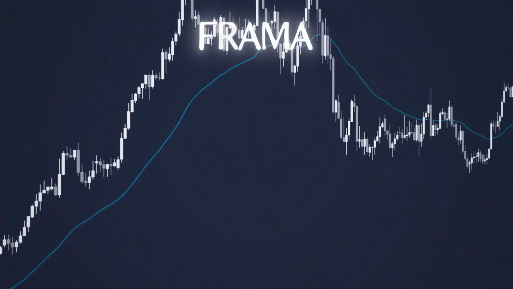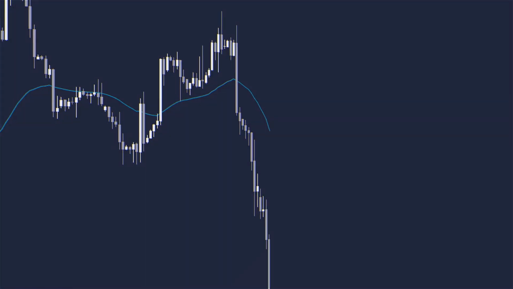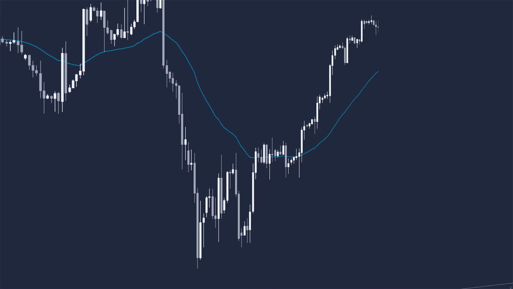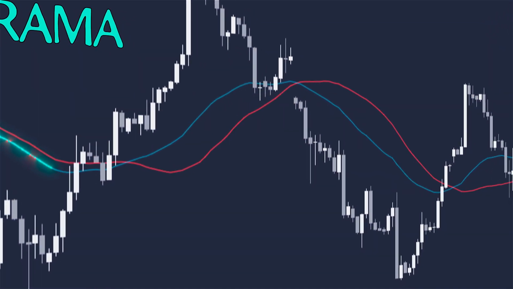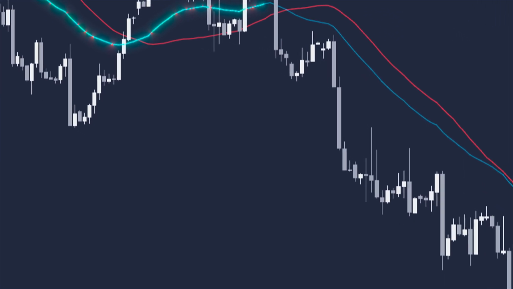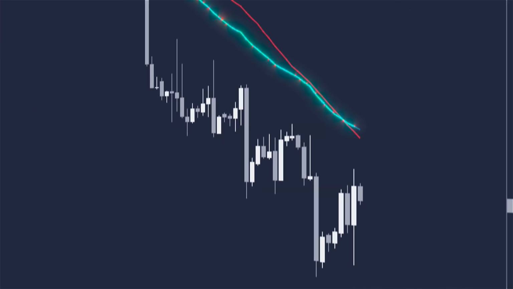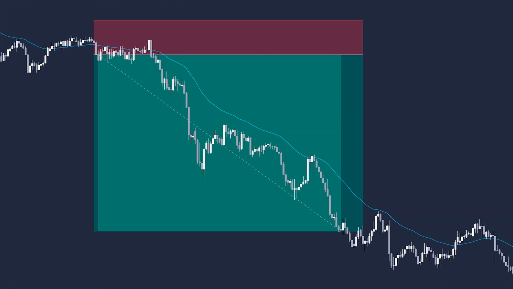First, let's talk about FRAMA, which stands for Fractal Adaptive Moving Average. This indicator is an adaptive moving average that dynamically adjusts to market volatility. Unlike other moving averages, FRAMA reacts quickly when the market is very volatile and smooths out when the market is calmer. This helps you avoid false positives and detect trend changes more accurately.